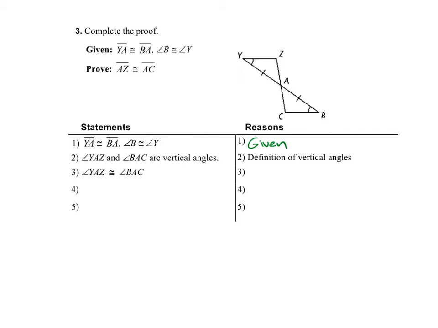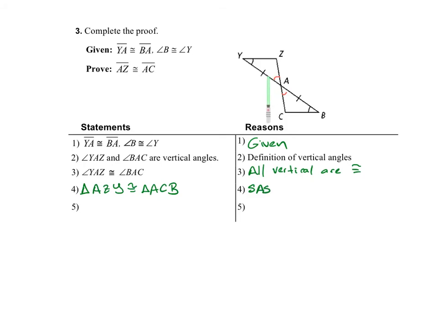I know that angle JAZ, this one, is congruent to BAC because vertical angles are congruent. So I know that my triangle AZY is congruent to triangle ACB. Why? Because side, angle, side.